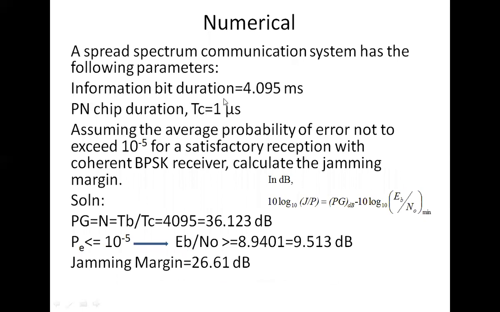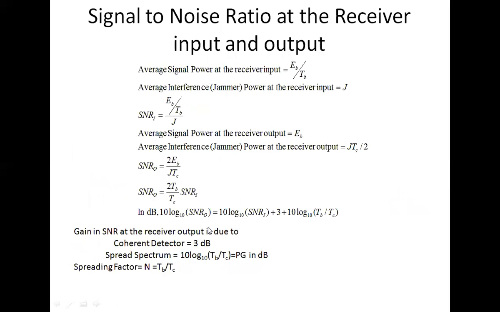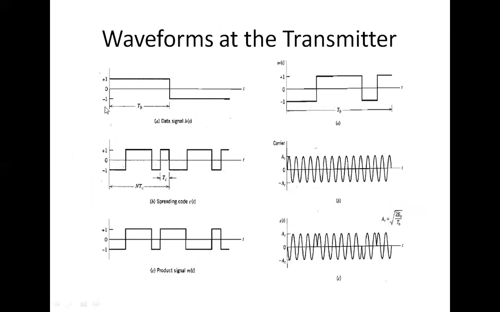Based on this, we'll just consider a numerical. A spread spectrum communication system has the following parameters. Information bit duration is given as 4.095 milliseconds. What is the notation used to denote this? TB. So TB is equal to 4.095 milliseconds and PN chip duration TC is equal to 1 microsecond. If you go back, you can see this was our TB and this small one is TC. So now this is 4.095 millisecond and this is 1 microsecond.